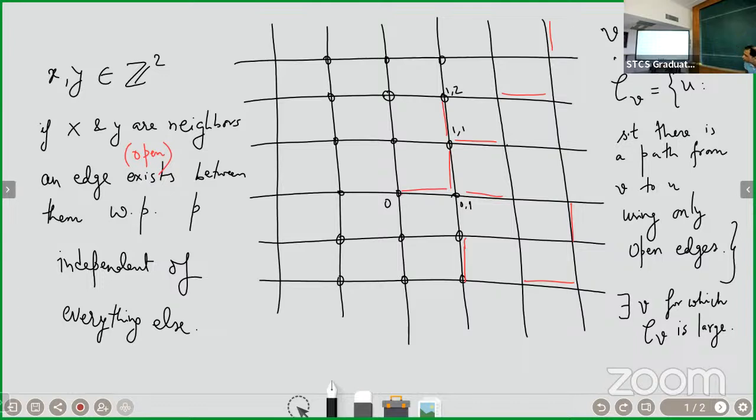Not very nice. Think of what kind of events will make it work and what kind of events will not make it. Theta(p) is the probability that the component of the origin has infinitely many vertices. Is it the same as the probability that there exists an infinitely big component in the graph? Yes. But that has to be connected to the origin.